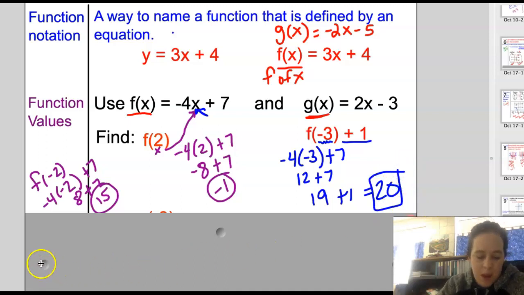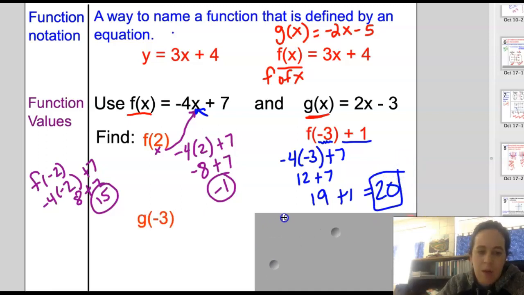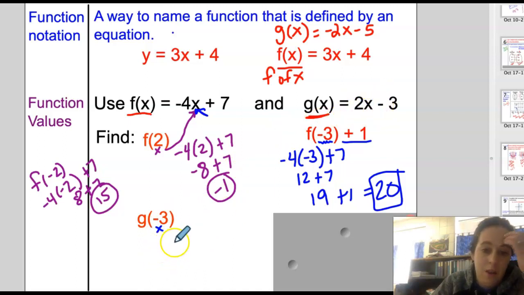Okay, now what happens if I say do a g of negative 3 equation? Really all this means is, because it starts with g, we're going to go up here and use this g equation. Okay, I'm going to put this negative 3 into the x in the g equation. So it would look like this. 2 times my negative 3 minus 3, right?